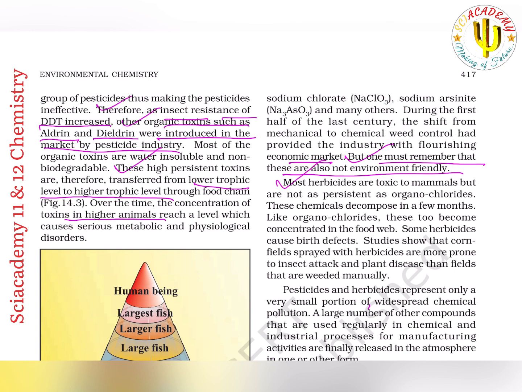Most herbicides are toxic to mammals but are not as persistent as organochlorides. These chemicals decompose in a few months. Like organochlorides, these too become concentrated in the food web. Some herbicides cause birth defects. Studies show that cornfields sprayed with herbicides are more prone to insect attack and plant disease than fields that are weeded manually.